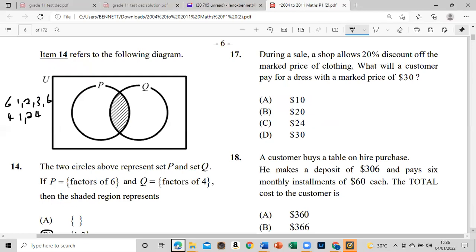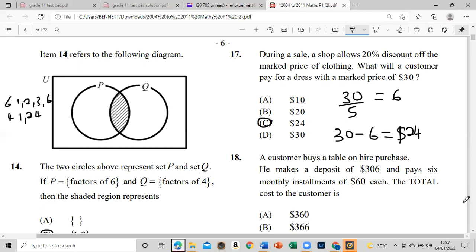So as I was saying, 20% is the same as dividing by 5. So it would be 30 divided by 5, equal to 6. And the discount now is $6, so it would be 30 minus 6, which is equal to $24. So let's see if $24 is there. It is a very nice paper.